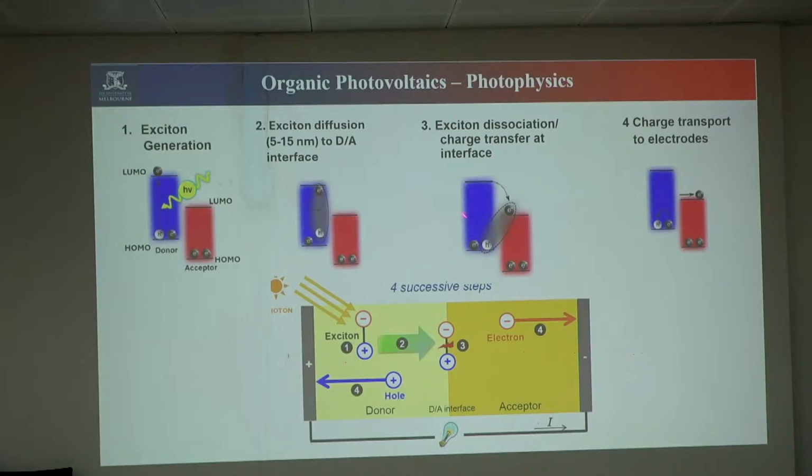Next, after the separation, the electron travels to charge extraction, where the electrode is connected. The electrode for the electron acceptor is called the cathode, and the hole goes back the other way to the anode. Then finally it goes out as useful current. This is the overall process of what's happening in the organic solar cell.